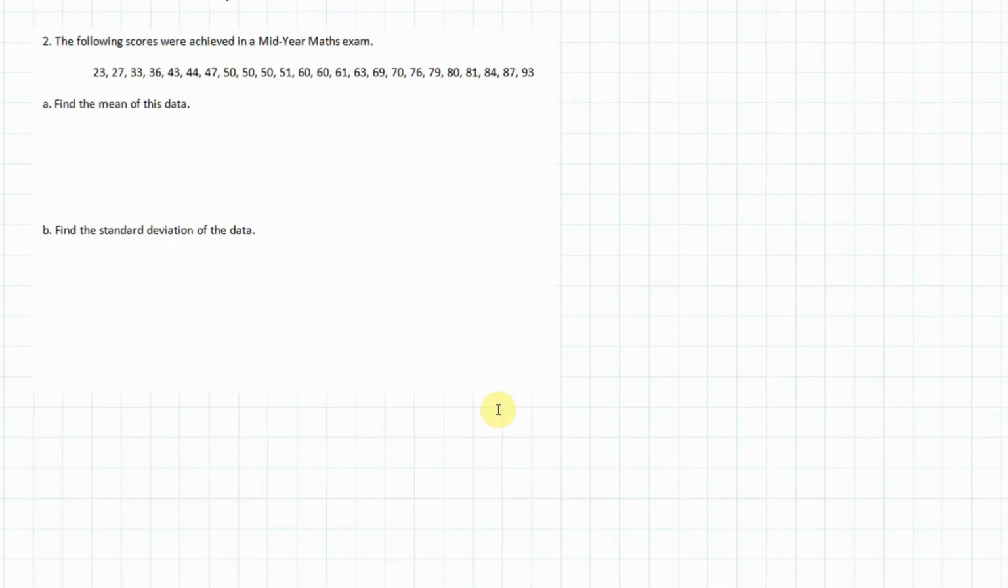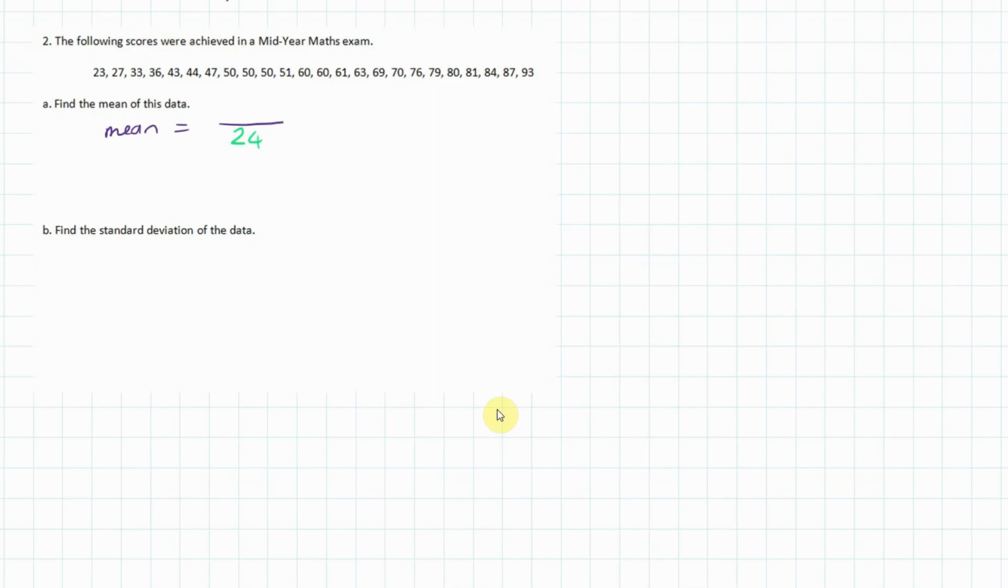Okay, alright, now let's have a look. We're going to do the same. We've got to find the mean of this data, so the sum of the data divided by the number of items of data. So let's have a look. We've got 1, 2, 3, 4, 5, 6, 7, 8, 9, 10, 11, 12, 13, 14, 15, 16, 17, 18, 19, 20, 21, 22, 23, 24. There are 24 pieces of data.